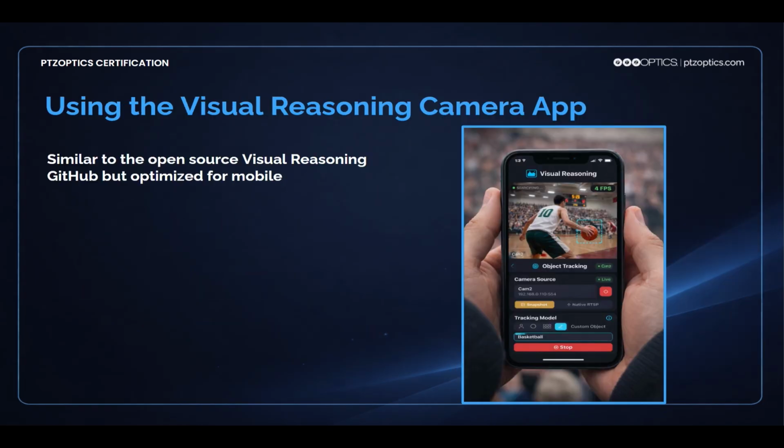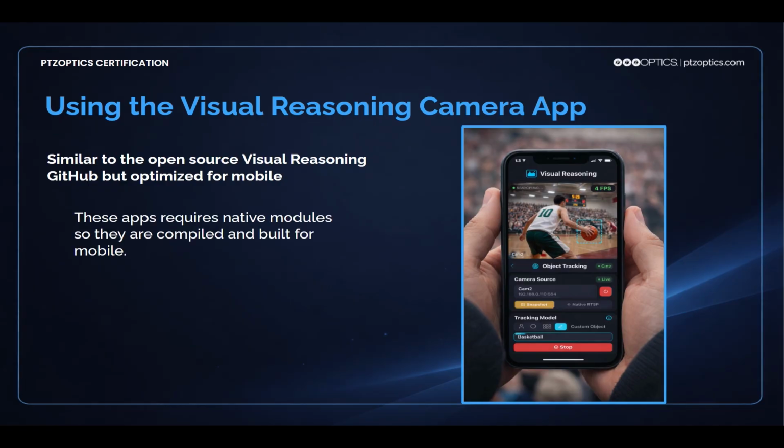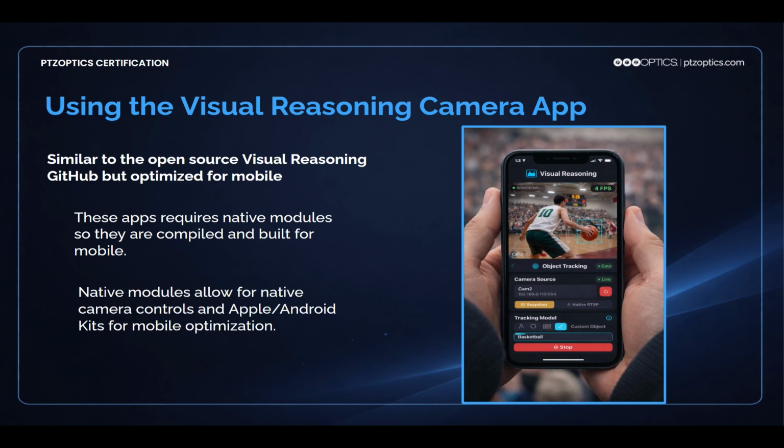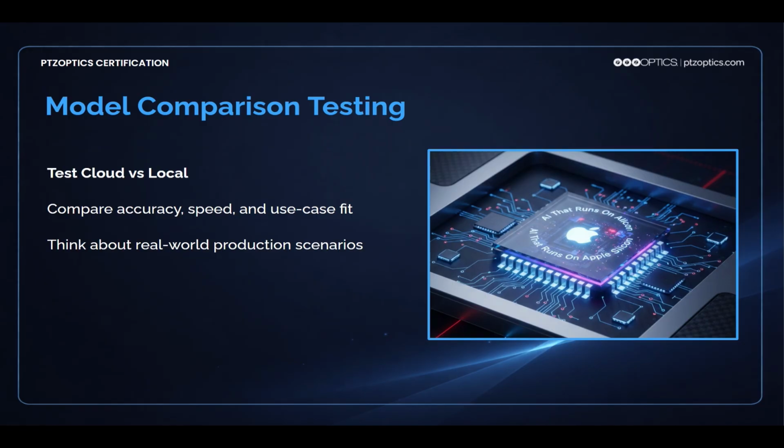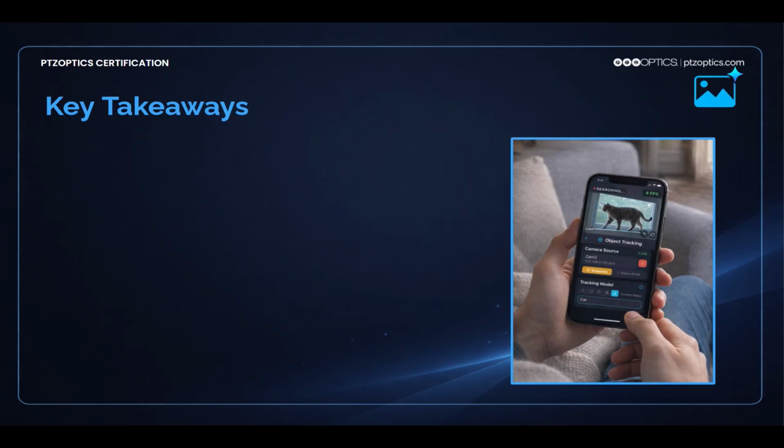Now, this is the visual reasoning camera app, similar to the open source visual reasoning GitHub, but optimized for mobile. These apps use native modules, so they're compiled and built completely for mobile. Whether you're using Apple or Android, it will work really well. And this allows us to test cloud versus local, compare accuracy and speed, and think about real-world scenarios. That's pretty much it. I know I've rambled quite a lot here.